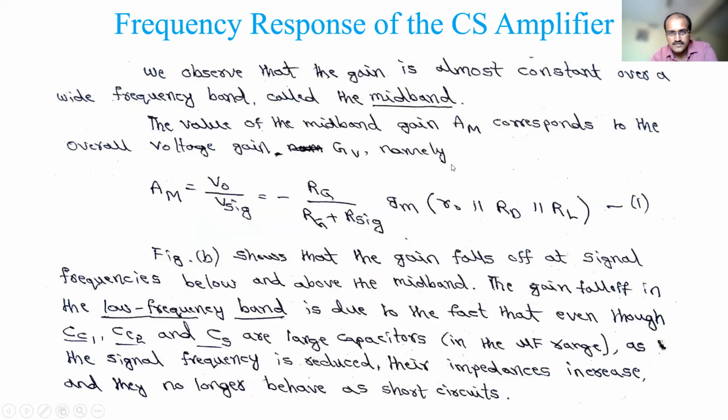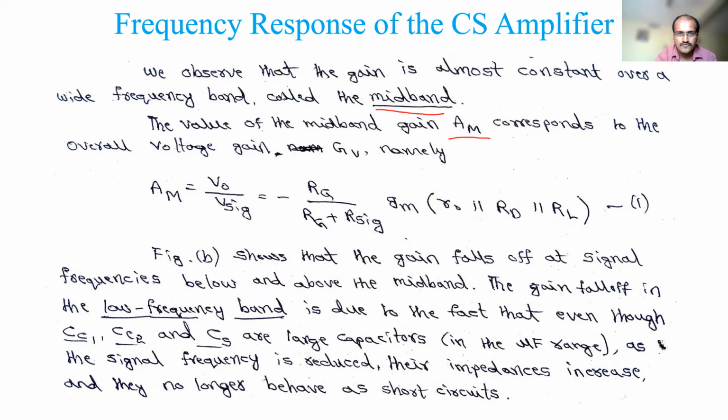We observe that the gain is almost constant in the mid band. The gain is almost constant over a wide frequency band called the mid band. When the gain is constant, that band is called the mid band, and the value of the mid band gain is denoted as AM. It corresponds to the overall voltage gain GV, so it depends on that value.